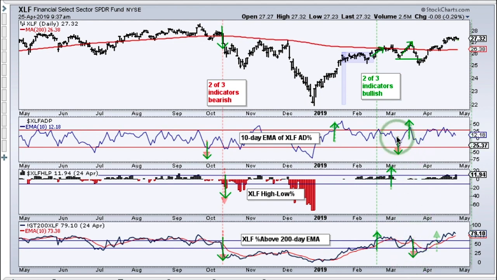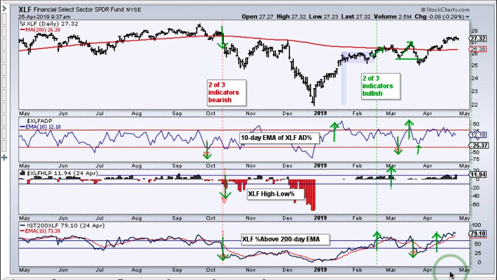But you can see because of this down and back up, we were still net bullish. So we didn't get two of three at the same time bearish in March. So this indicator group stayed bullish during this decline here. And you can see 80% did not go back below 30%. And then we got the percentage above the 200-day back above 60% in the first or second week of April there.